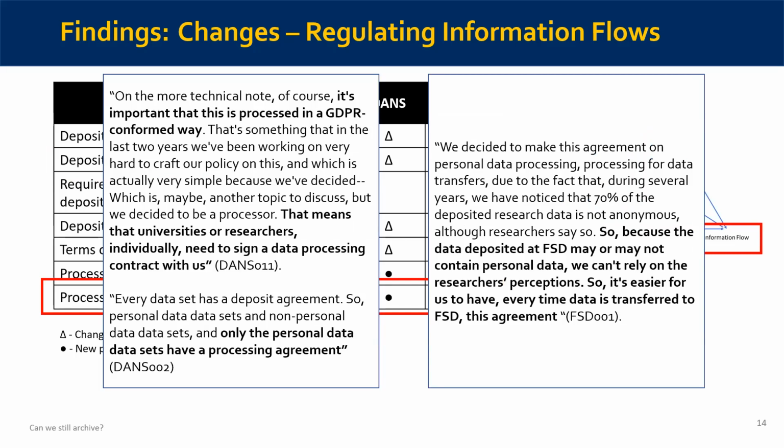DONS applies the processing agreement only to data that indicate that they have personal data in them, either by a yes on that deposit form question, or if during the curation process they encounter what may be personal data, at which point they will just stop the processing and negotiate the processing agreement. However, at FSD, they had found over the last many years that even when the data providers said that their data were anonymous, that they actually weren't. So they just have implemented this requirement for all data deposits, no matter what.